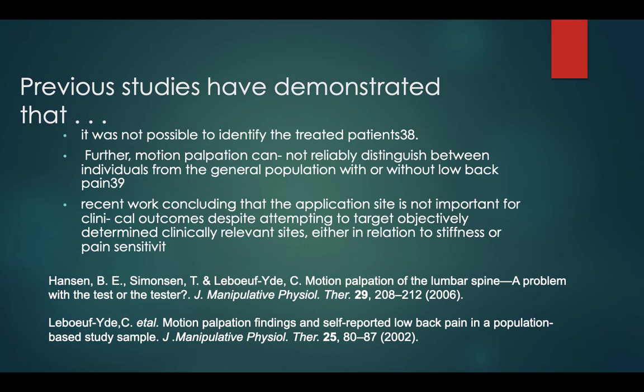Adding to these results, it's important to know that previous studies have demonstrated that it is not possible to identify patients who were manipulated versus patients who had not been manipulated, and further, motion palpation cannot reliably distinguish between individuals from the general population with or without low back pain. And a recent study concluded that the application site is not important for clinical outcomes despite attempting to target clinically relevant sites, either in relation to stiffness or pain sensitivity.